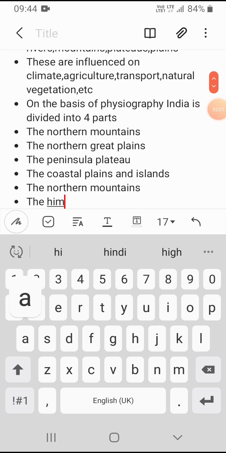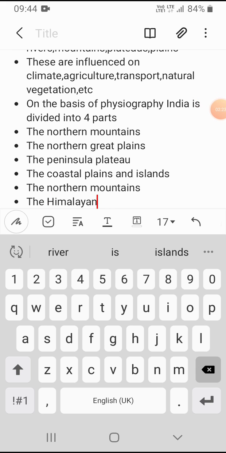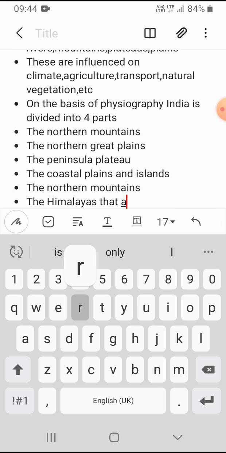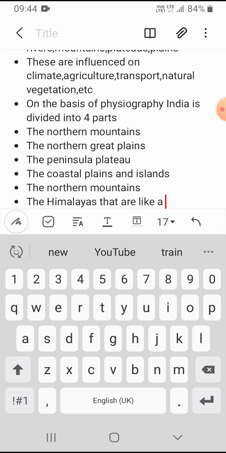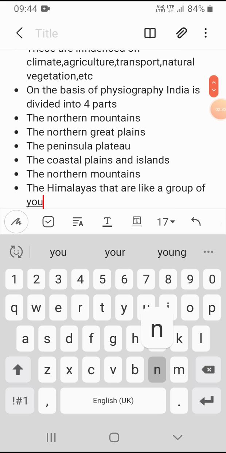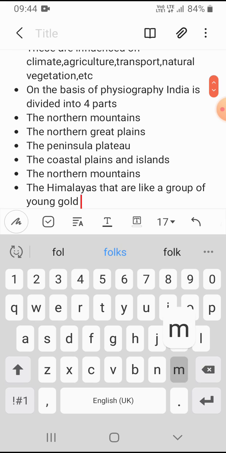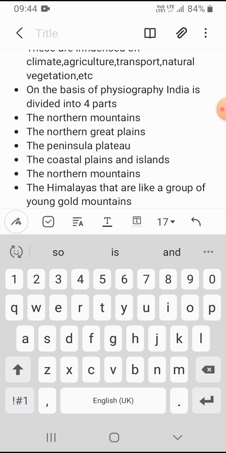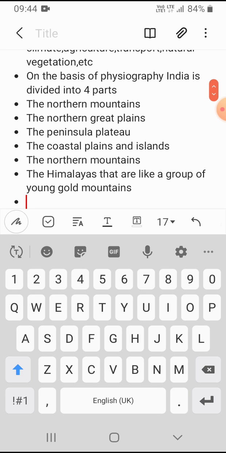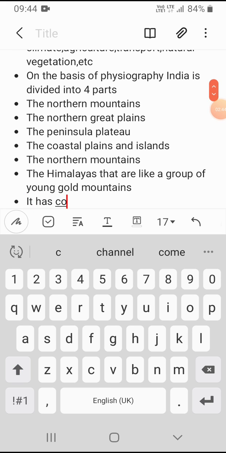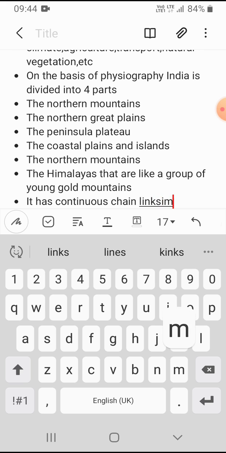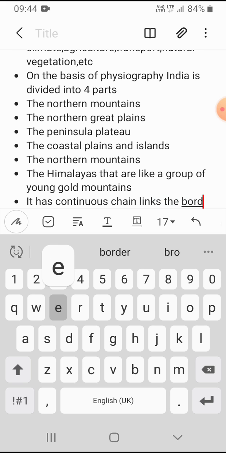The Himalayas are a group of young fold mountains. They are the northern mountains and form a continuous chain along the border of India.